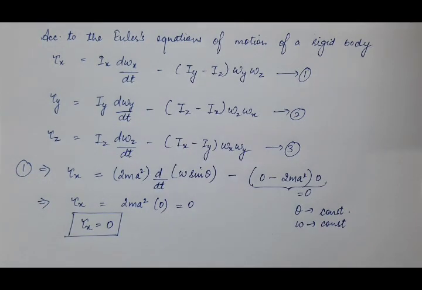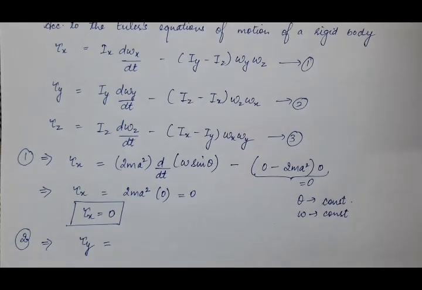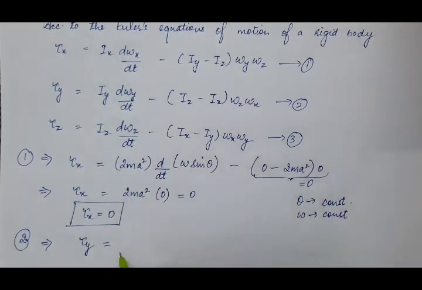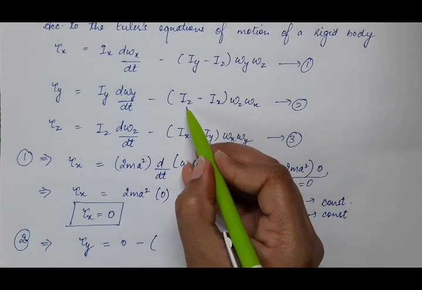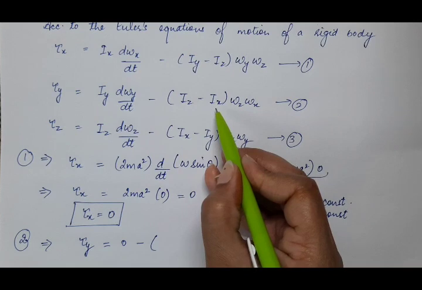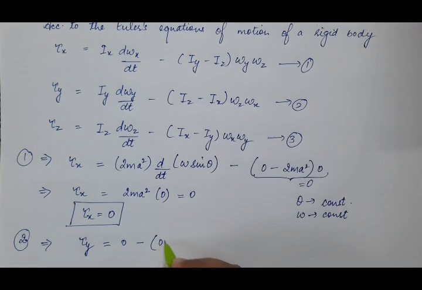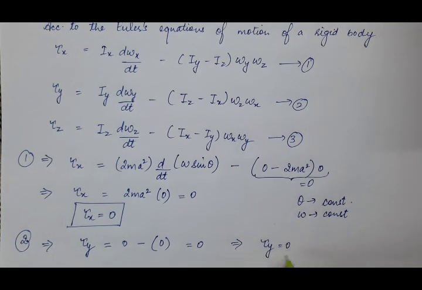Now put the values in equation 2, and equation 2 will give us the y component of torque, and it is equal to, what is the value of Iy? It is 0. So 0 into this will be 0. Minus the value of Iz, which is 2ma square, and the value of Ix is also 2ma square. So 2ma square minus 2ma square will be 0. So the y component of torque is also 0.